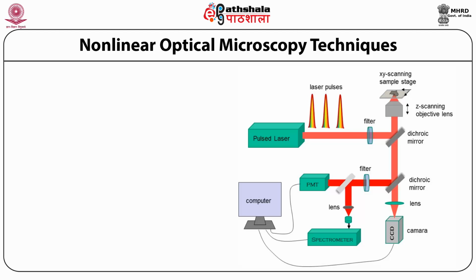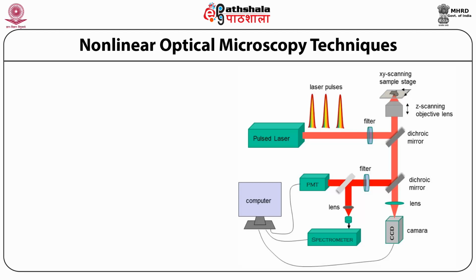Rather, it is dependent on either the intensity or square of the intensity or higher powers of the intensity of the incident light. Every light that is incident on it, in terms of photons, if in one interaction there are two or more photons involved, either in the scattering process or in the absorption process, then that process becomes a nonlinear process.